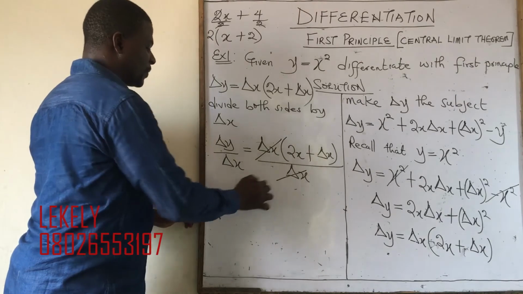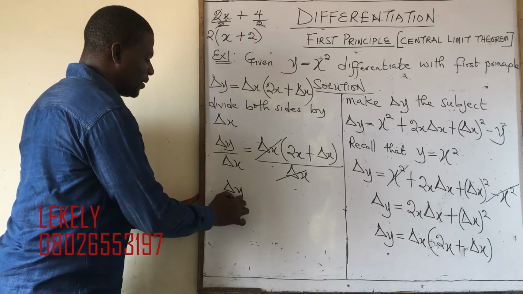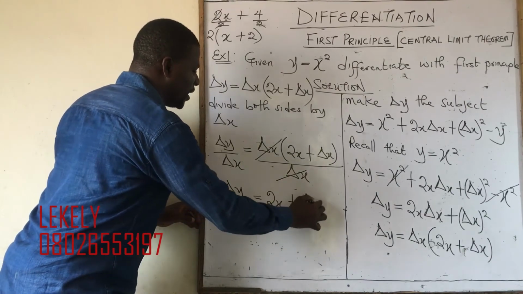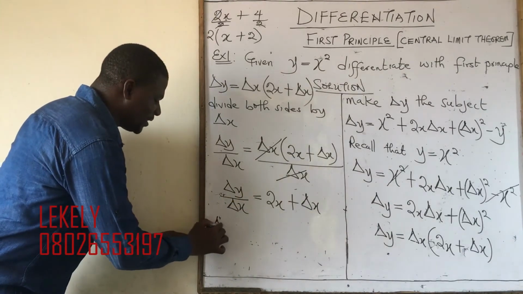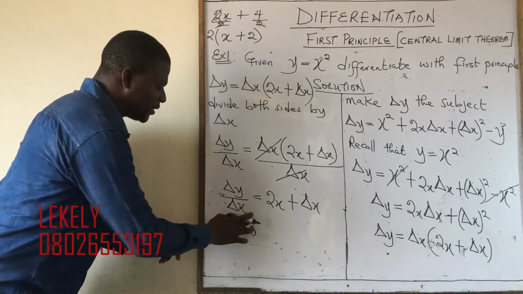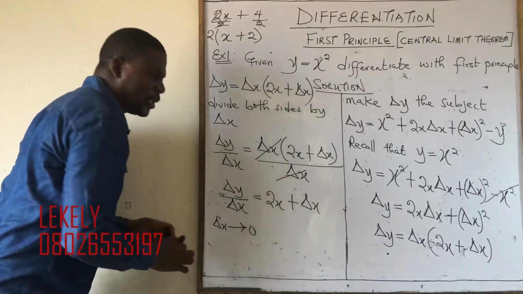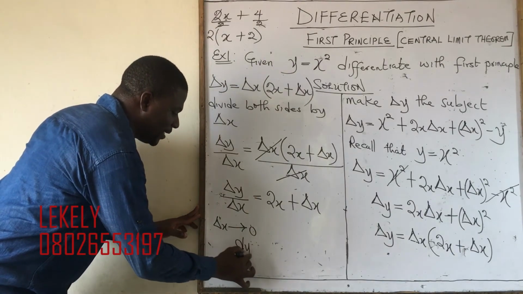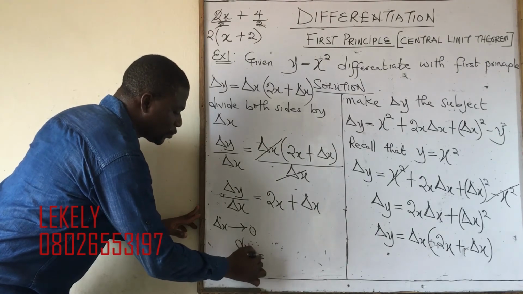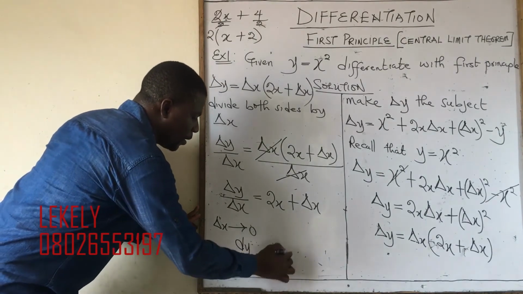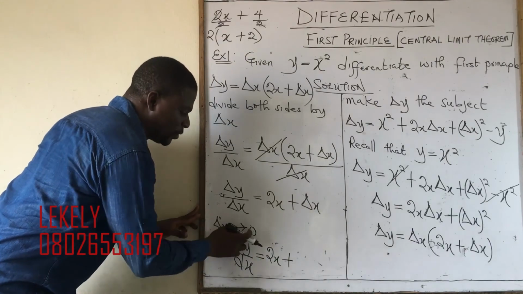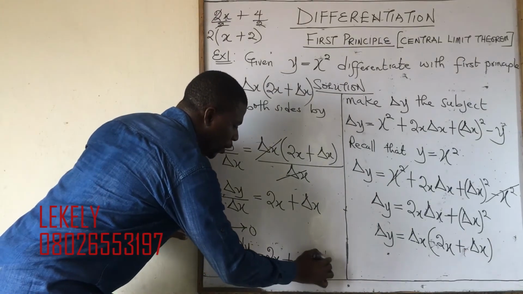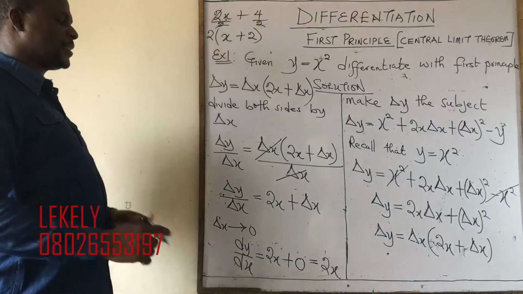So by the time this cancels this, I'm going to say change in y over change in x is equal to 2x plus change in x. You will now say that as change in x tends to 0, that is, you will say let this change in x be equal to 0. That's what we are trying to say. Then this one will now change to dy over dx. So that will now be 2x plus, anywhere you see change in x, put 0. So 2x plus 0. So the final answer will now be what? 2x. That's your final answer.